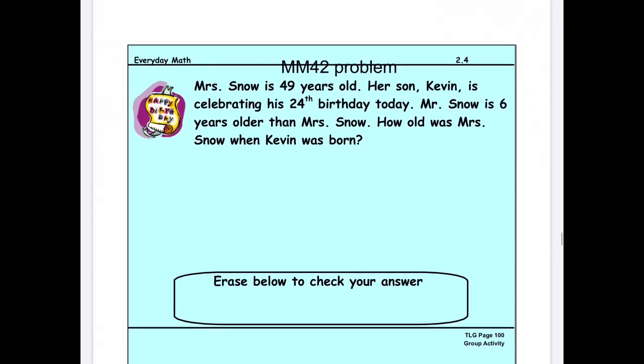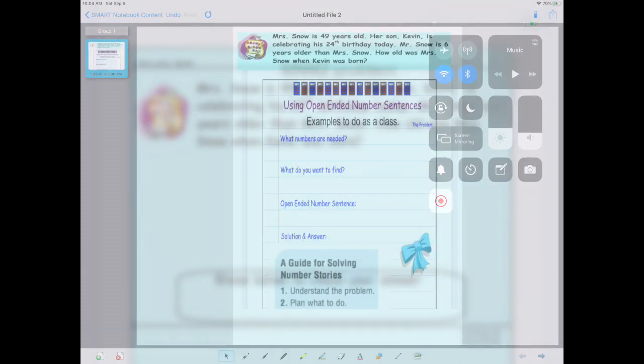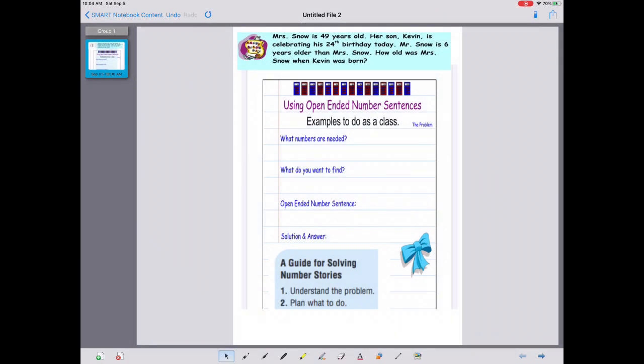We'll use this problem to practice. Here's an example of a story problem and filling in the information using this chart. So the story problem is Mrs. Snow is 49 years old. Her son Kevin is celebrating his 24th birthday today. Mr. Snow is 6 years older than Mrs. Snow. How old was Mrs. Snow when Kevin was born?